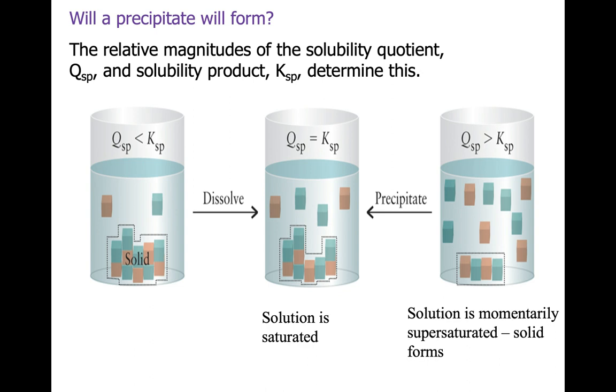If the solution is momentarily supersaturated, we've managed to get a higher value for the quotient than the K. That means we have more ions in solution than what will fit. They will precipitate until we get back to the equilibrium amount and the solution is saturated. If we are in the situation where the solution is not saturated, if we're putting in solid in a concentration that is lower than the equilibrium concentration, the solid will dissolve.